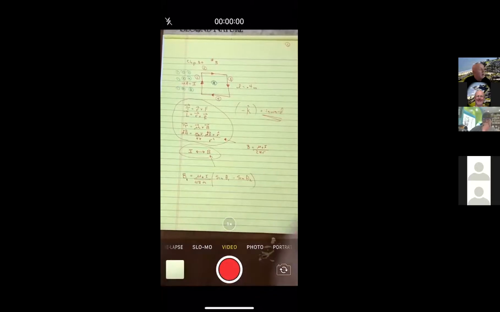No, I was looking at a different solution. He doesn't even do that. Okay.